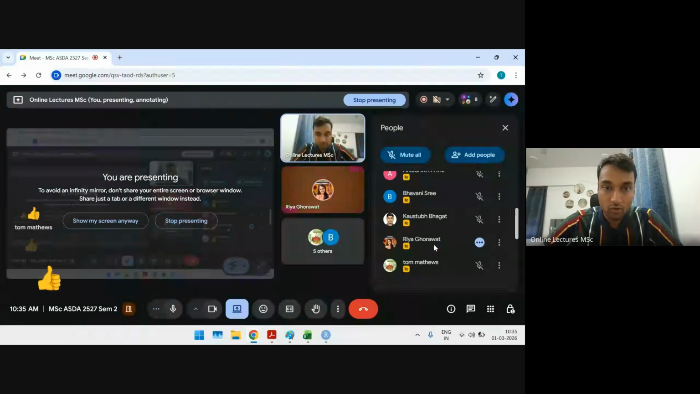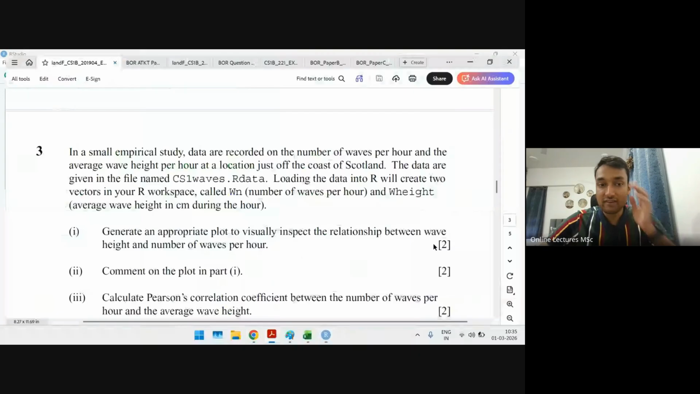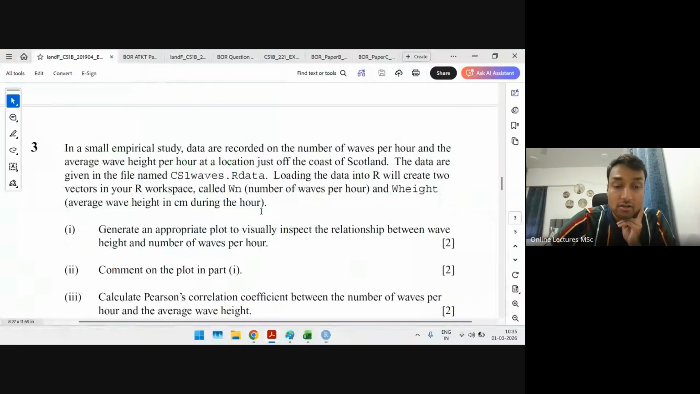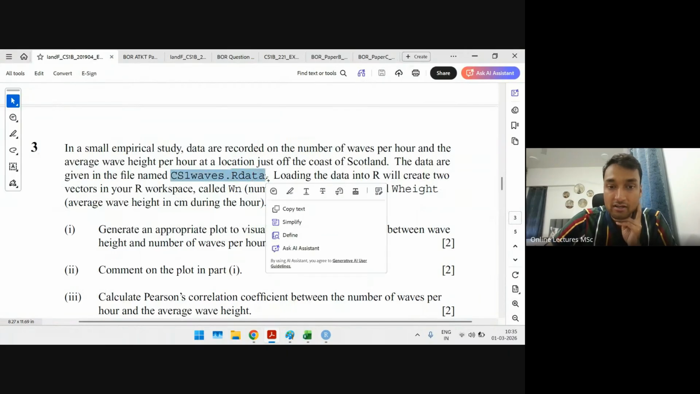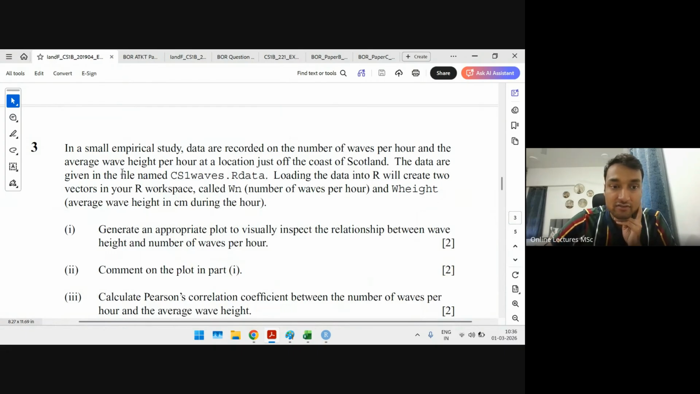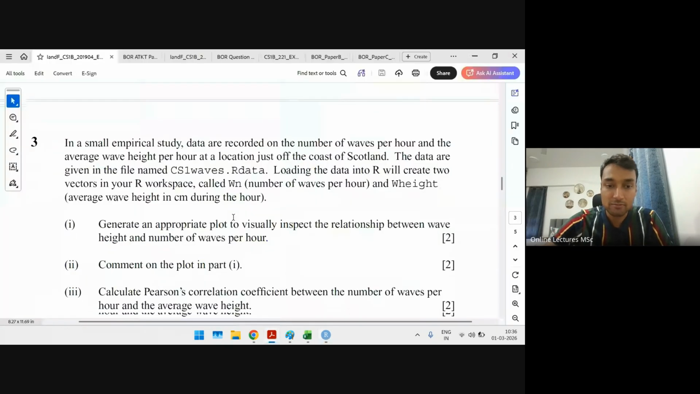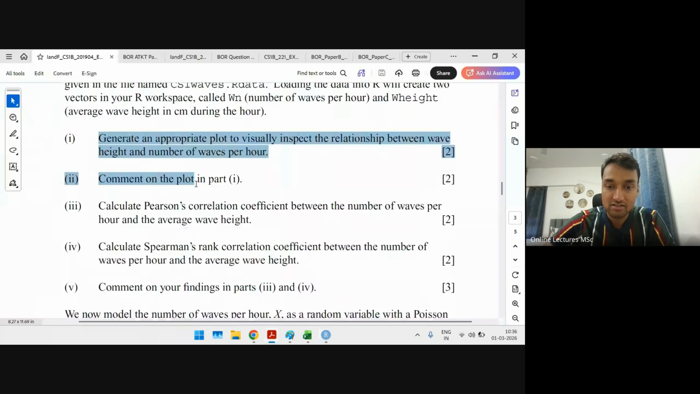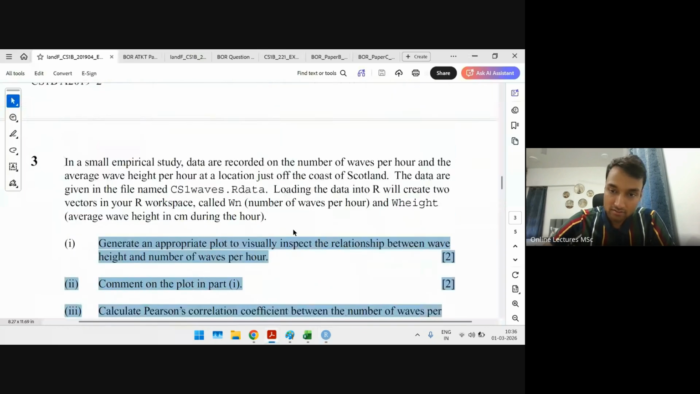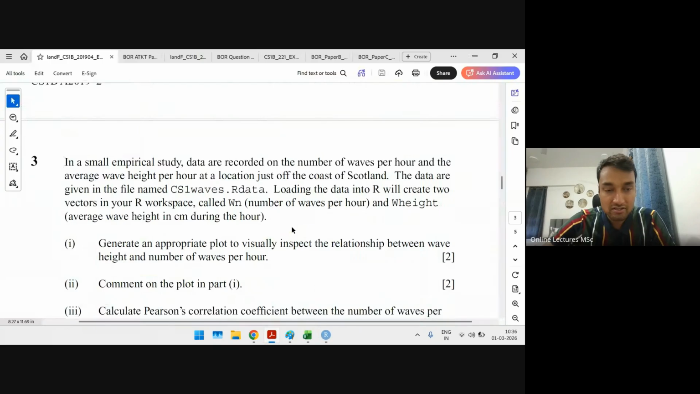Yes, sir. Okay, great. So now, as far as your examinations are concerned, the examiner also gives you some data in the form of RData. So if you see this exam paper, the examiner says the data are given in the file named csv waves.RData. So basically you will have to use the load function to get this data set into R and then start working with respect to whatever questions the examiner is asking you. Everyone good to go? Is that making sense?